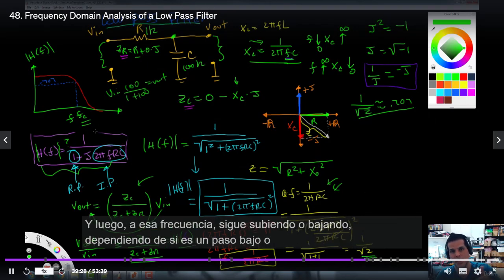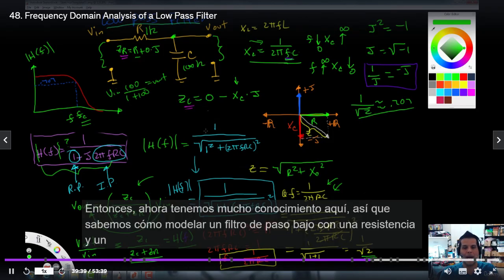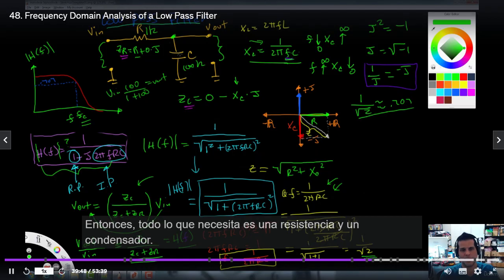And then as that frequency keeps going higher or lower, depending if it's a low pass or high pass filter, the attenuation will get greater and greater, and the signal will die more and more. Okay, so now we have a lot of knowledge here. We know how to model a low-pass filter with a resistor and a capacitor. So all you need is a resistor and a capacitor.